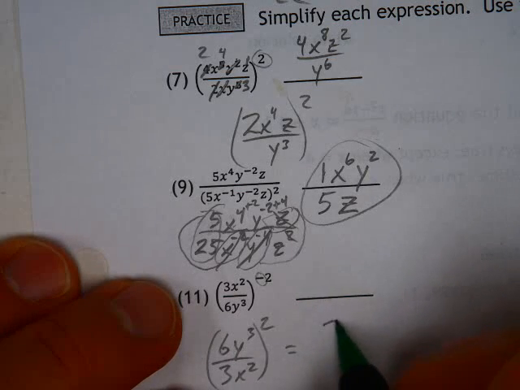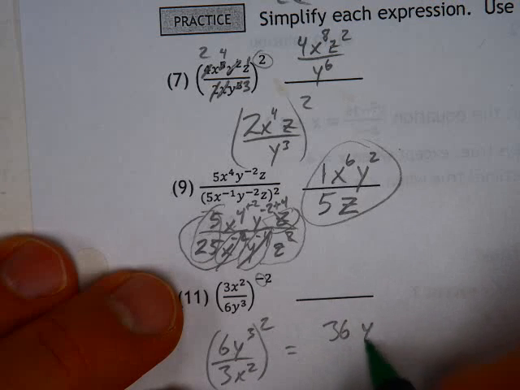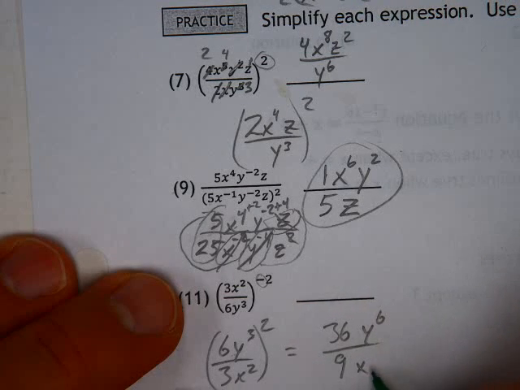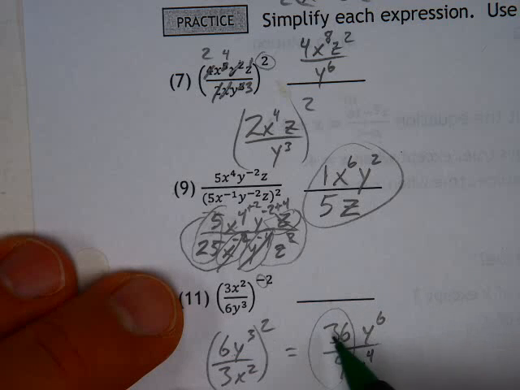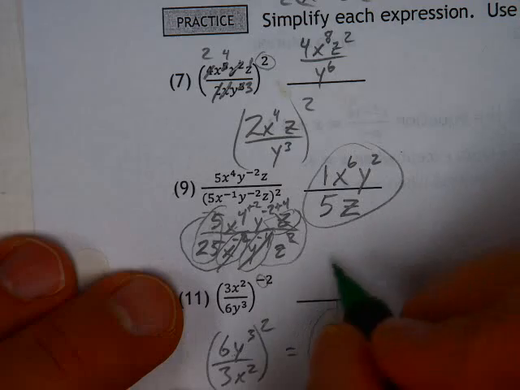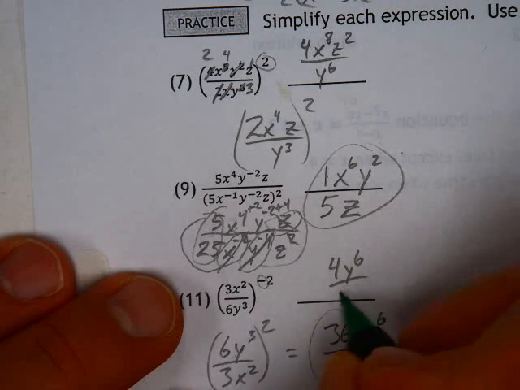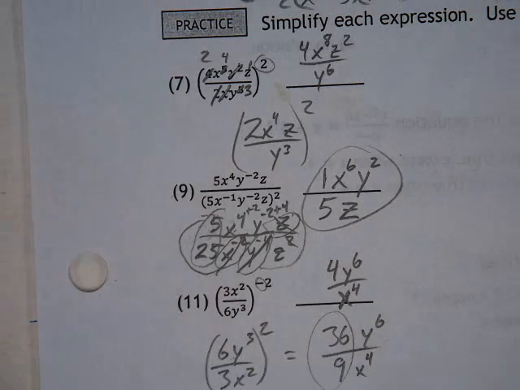6 squared is 36. Y cubed squared is y to the 6th power. And on the bottom, I've got 3 squared, which is 9. And I've got x squared squared, which is x to the 4th power. So these guys are not compatible, but these guys can be reduced. 36 over 9 becomes 4 on top, so you got a 4y to the 6th over x to the 4th. Now let me just show you what could have happened.